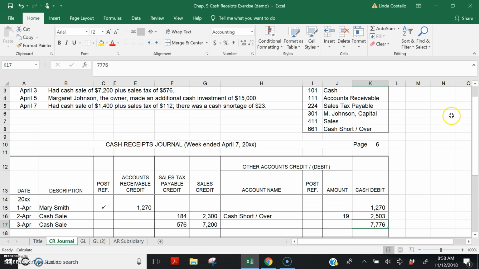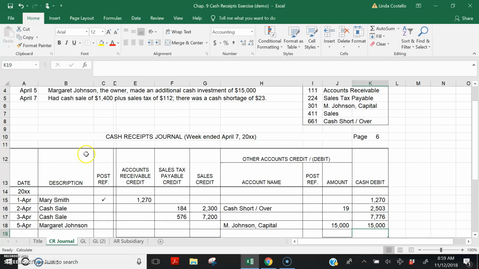On April 5th, Margaret Johnson, the owner, made an additional cash investment of $15,000 into the business. Date, April 5th. Description, Margaret Johnson. In the other accounts, credit debit columns, the account name is M. Johnson Capital, and we're going to credit $15,000 and then debit cash $15,000.